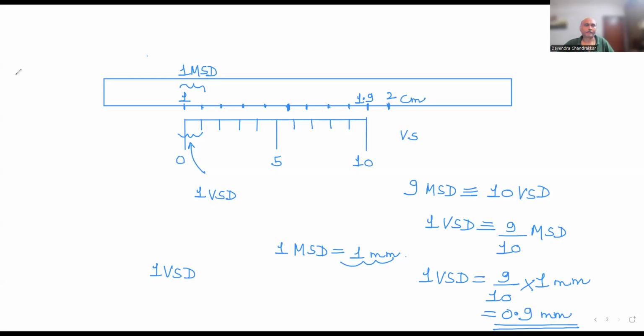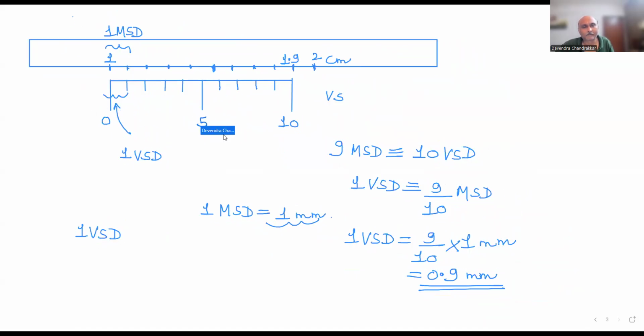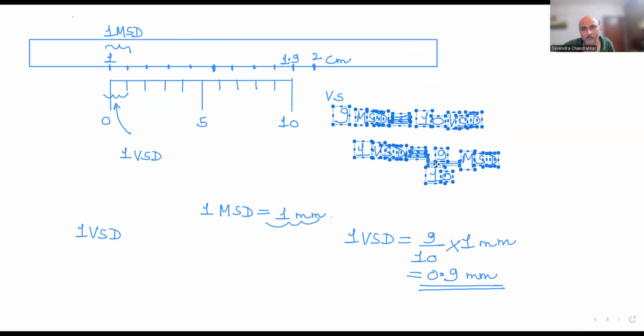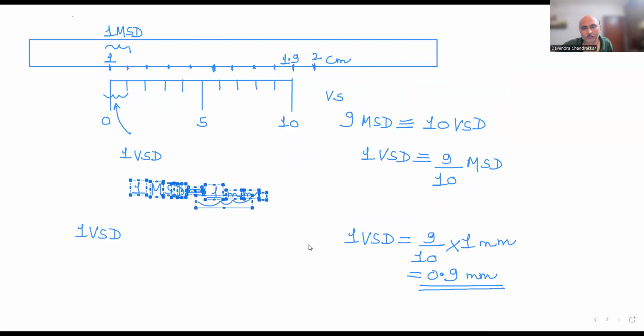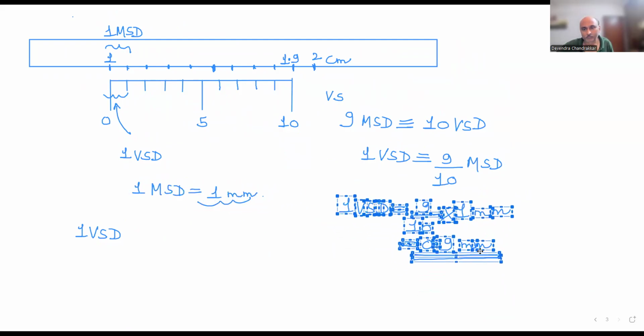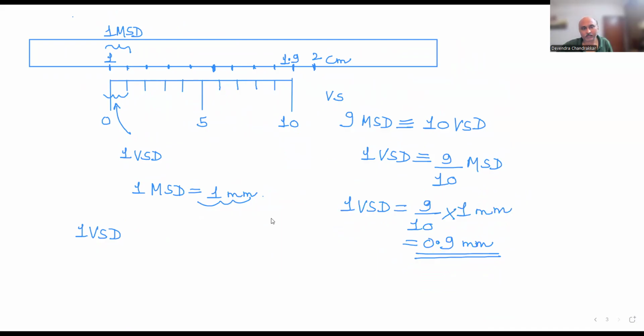Any doubts you have? No, sir. Om, I hope you are able to understand this. Yes. Sir, but both of them are millimeters, right, sir? They have to be the same, right? Obviously, that's how only we can add or subtract them, na? Okay, sir. So one main scale division is also in millimeters, Vernier scale division is also in millimeters, right?